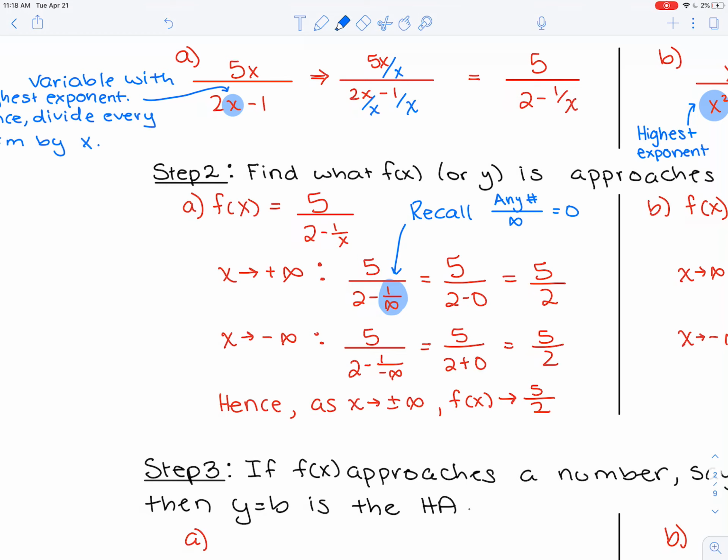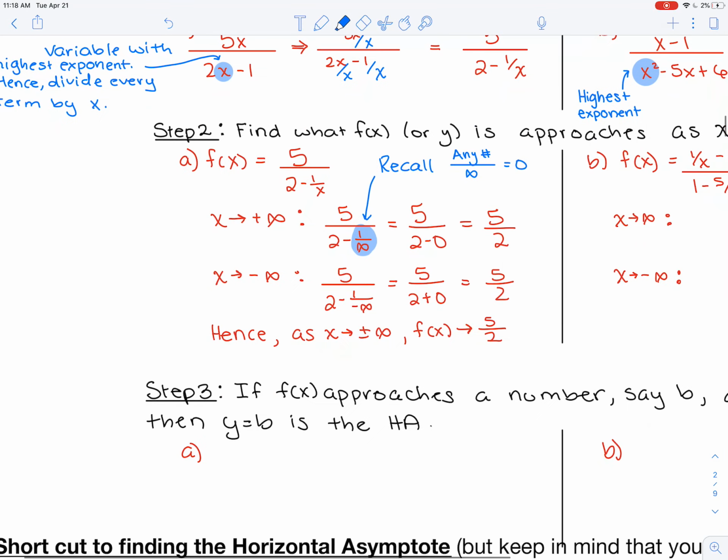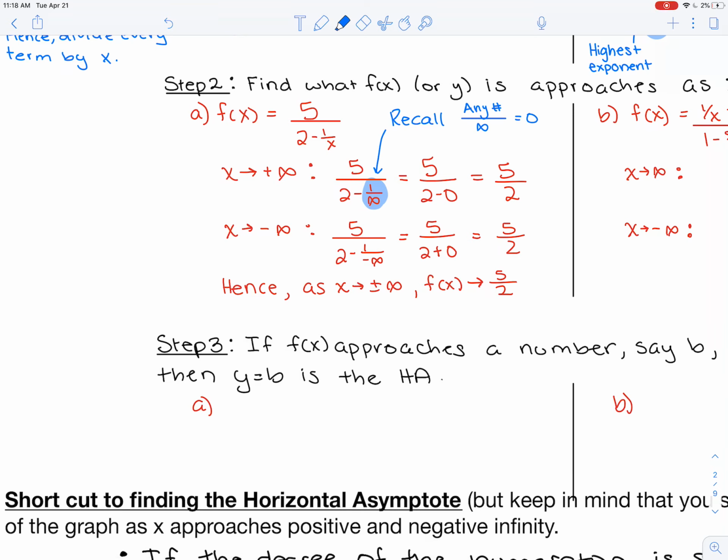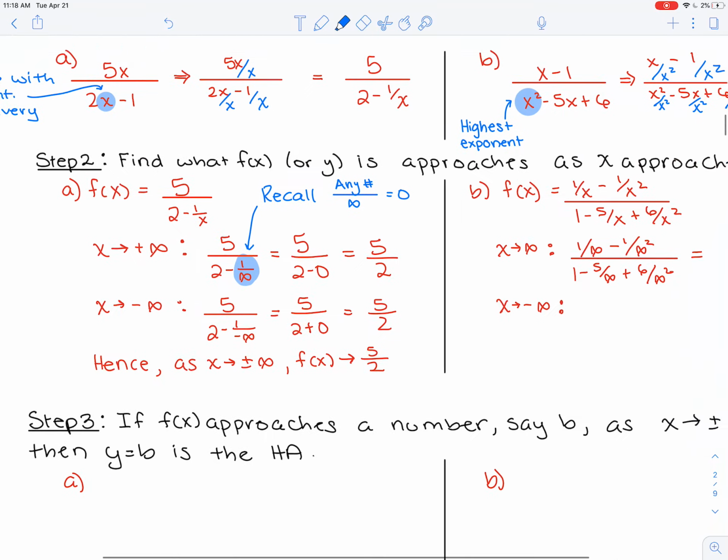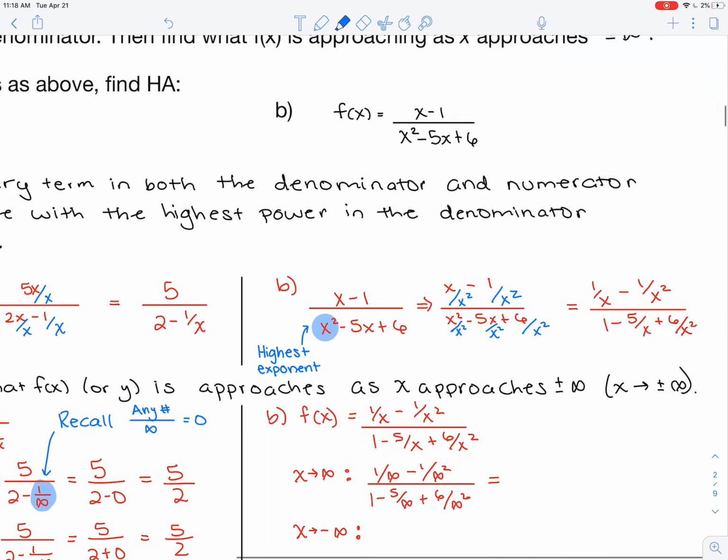So hence, as x approaches plus or minus infinity, f of x approaches 5 over 2. Okay, and again, that's going to be our horizontal asymptote. Okay, so let's take a look at example B.